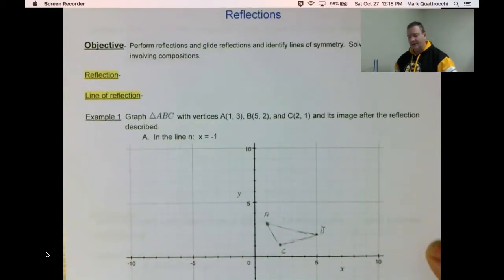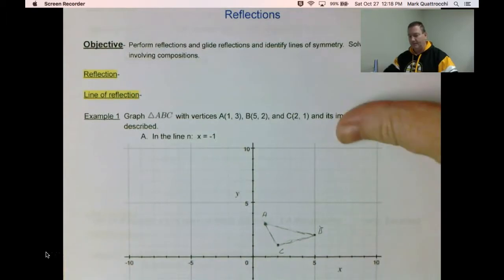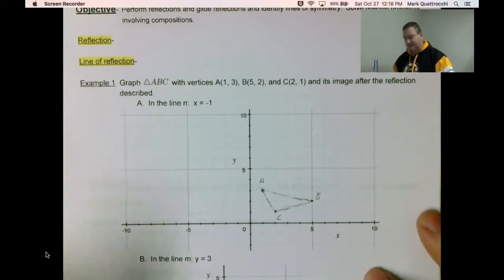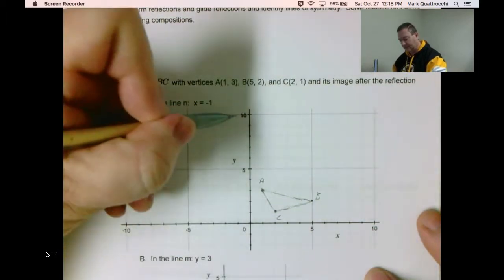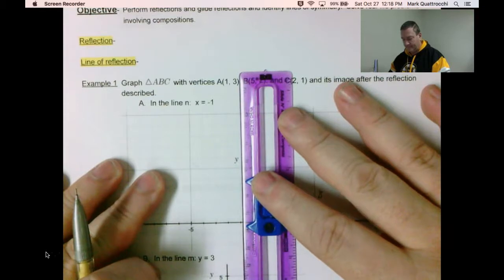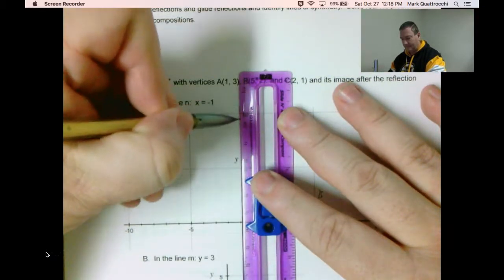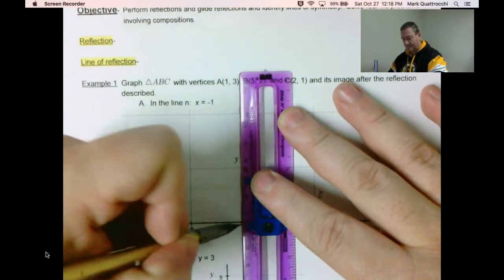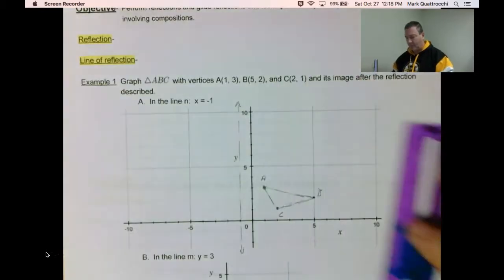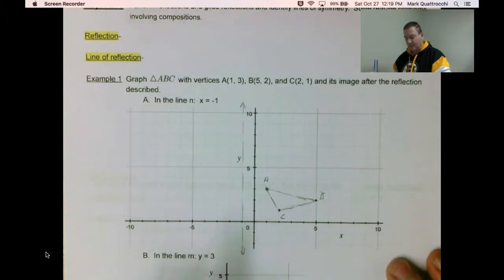And we're going to reflect this triangle in the line x equals -1. So here's the line x equals -1. And how do we do the reflection? Well, this is like the mirror.